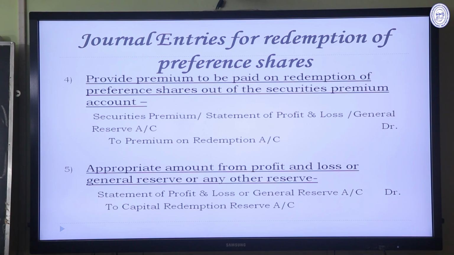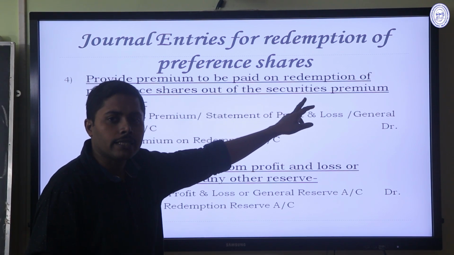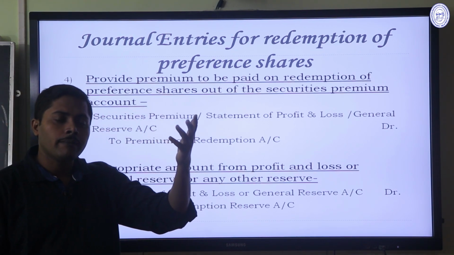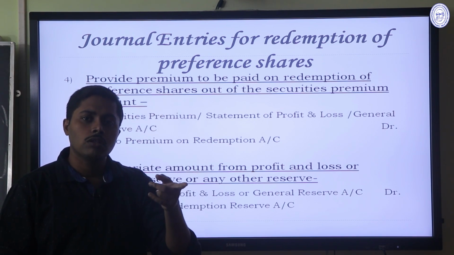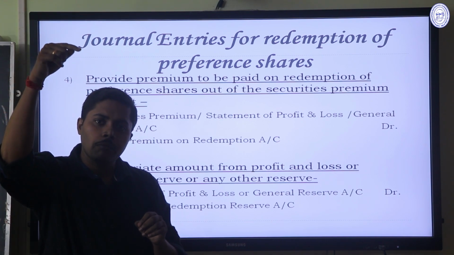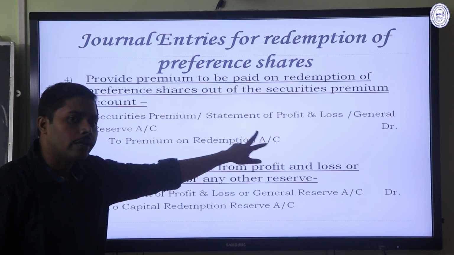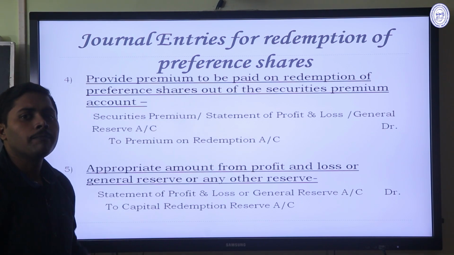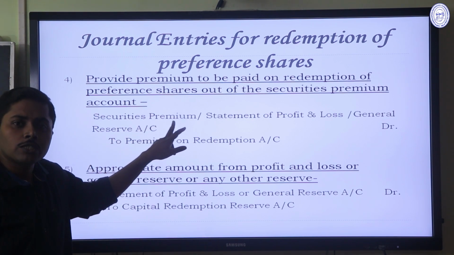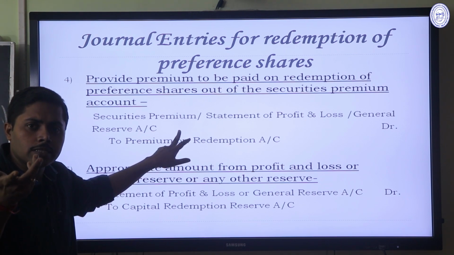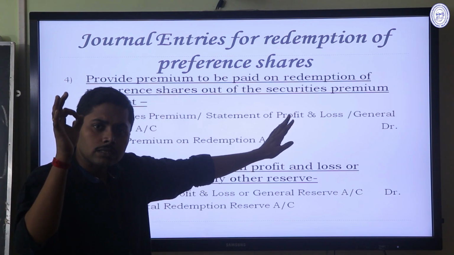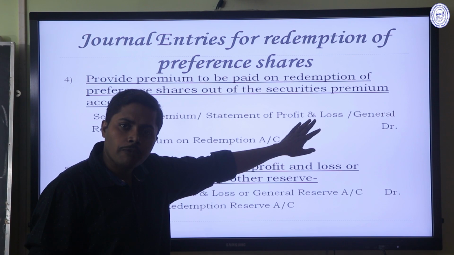Next, you have to make a provision of the premium to be paid at the time of redemption, that is premium on redemption. In the earlier journal you learned that preference share capital account debit, premium on redemption account debit to preference shareholder account. At that time you debited premium on redemption. Now, you will credit premium on redemption and it will be adjusted against the existing premium or free reserve balance. Existing premium means securities premium; there might be a balance in the securities premium reserve. So, you can adjust the securities premium reserve account, or if the balance doesn't permit, then you can go for the statement of profit and loss and general reserve.